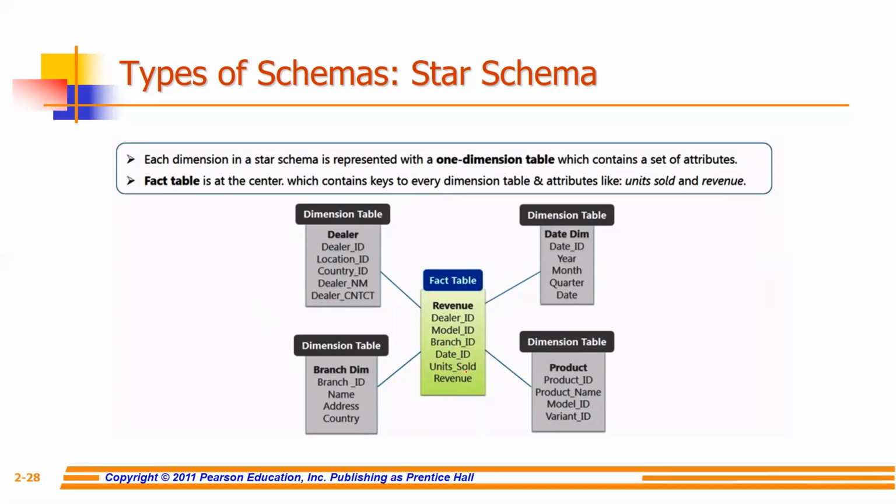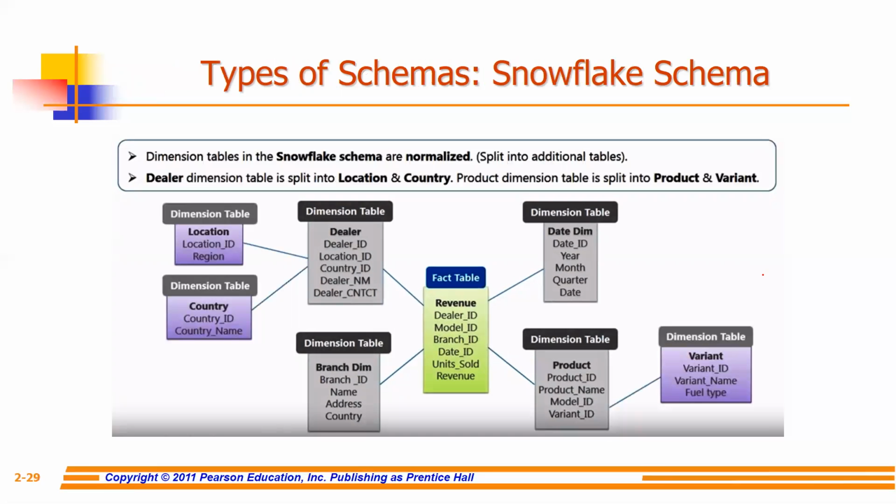Units sold is a measure. Revenue is a measure. These measures are stored in a fact table. If one fact table has several dimension tables, this type of structure is known as a star schema. While if the fact table is surrounded by different dimensions and each dimension is split into further dimensions, this is called a snowflake schema.